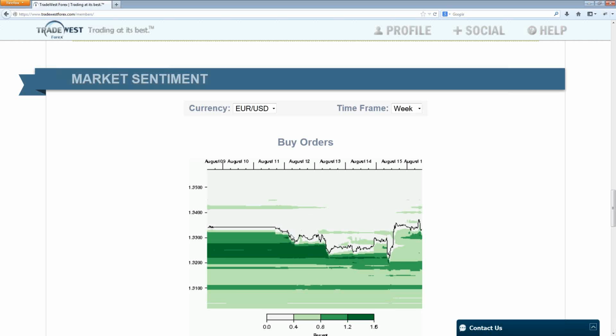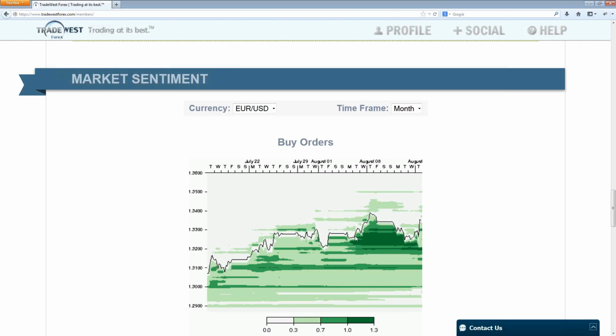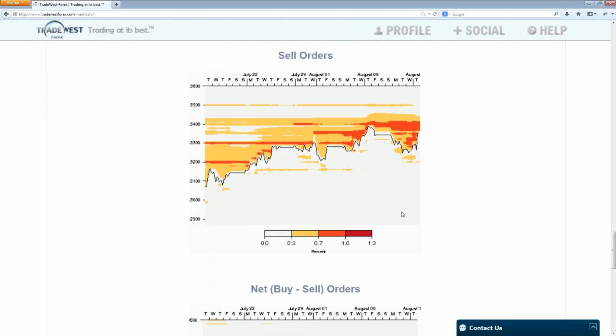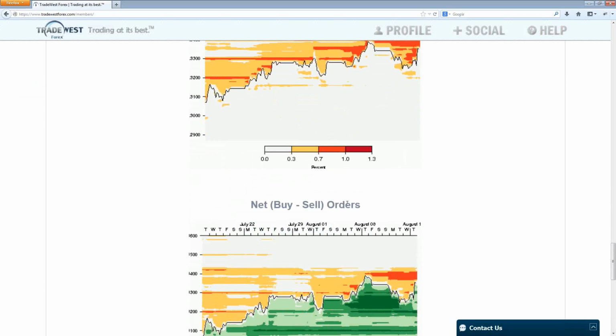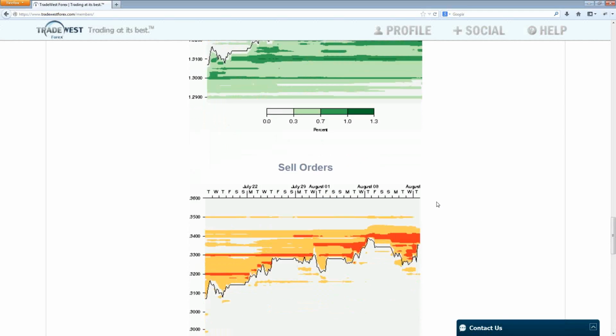So this stuff really can be very valuable in helping you determine where to put your stops, targets, and even when you're going to enter the market. You could go up to the month, so you can see those really significant areas. There's a couple different things here, though. I've just been showing you buy orders. Let's go down. We'll look at sell orders, and then we're going to look at net, which is actually where we will spend most of our time when we look at this information. But let's look at sell orders here.